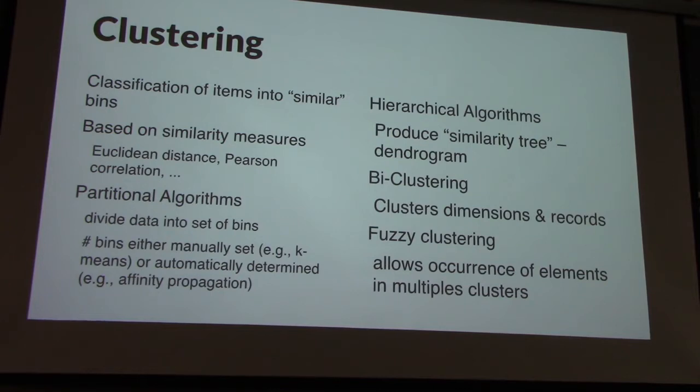So these hierarchical algorithms give us a good sense of how related specific items are. Then another type of clustering is biclustering, where you cluster both dimensions and records simultaneously. Usually we think about clustering one or the other separately, but there are also methods that cluster both simultaneously. And for many applications, it's quite important to have fuzzy clustering, which allows the occurrence of elements in multiple clusters, usually with some kind of numerical score of how well a data point fits into a particular cluster, and can hence be in multiple clusters.